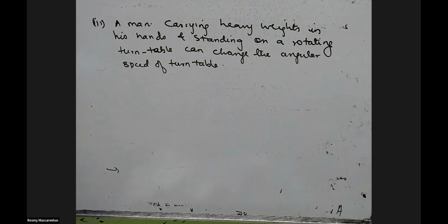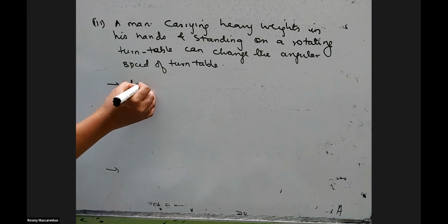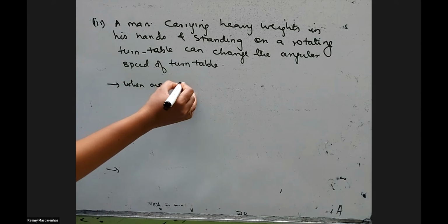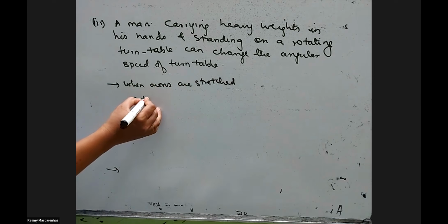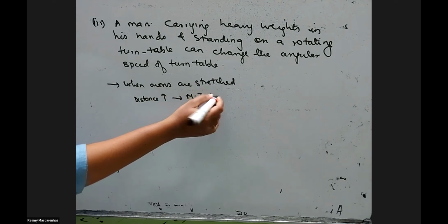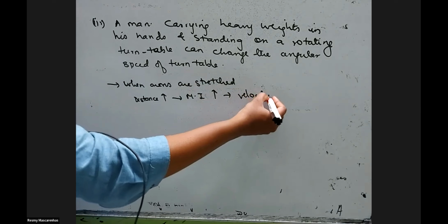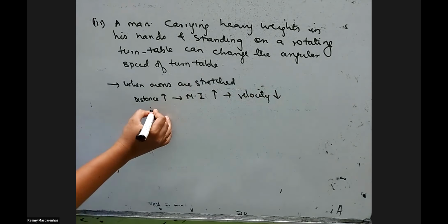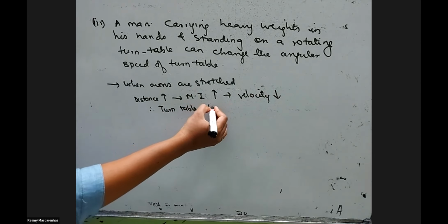Okay, so whenever he stretches the arms, when arms are stretched, distance increases, moment of inertia also increases, velocity decreases. Therefore, the turntable slows down.